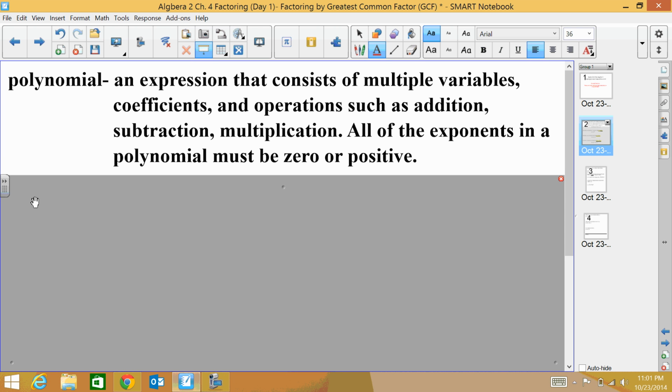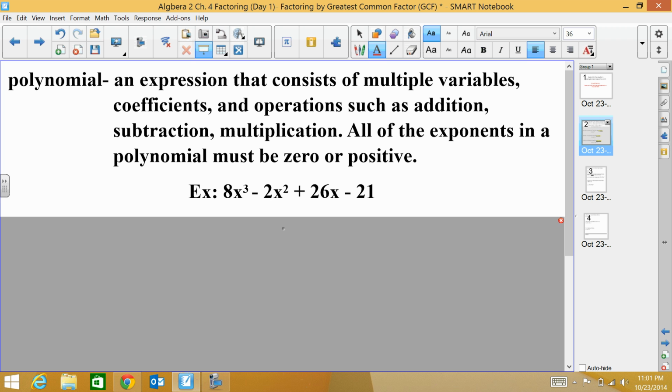So a polynomial is just an expression that consists of multiple variables and coefficients. It has operations like addition, subtraction, and multiplication. And also, to be a polynomial, all of the exponents in the expression have to be 0 or positive numbers. So for example, this expression here, 8x cubed minus 2x squared plus 26x minus 21, would be considered a polynomial that has 4 parts. And the prefix poly means many, so it just means that it has many parts.